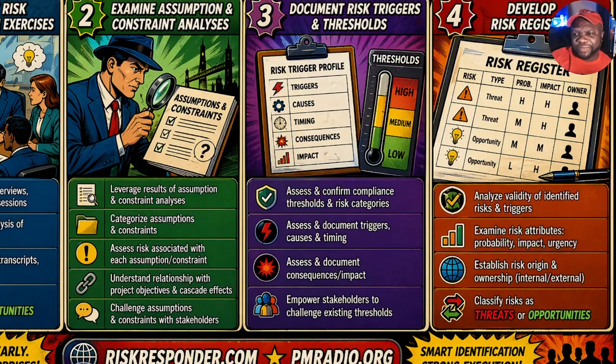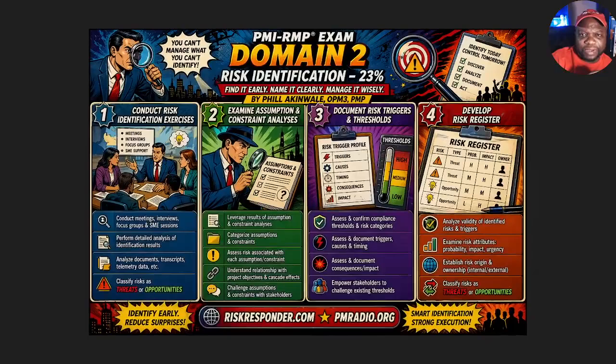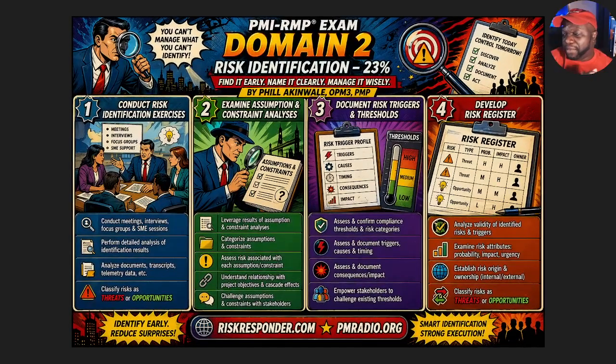So we want to analyze validity of identified risks and triggers, examine risk attributes, probability, impact, urgency, establish risk origin and ownership, and then classify risks as threats or opportunities in your risk register. My friends, this was a much longer adventure than Domain 1. This is 23% of the exam. So between the first domain and the second domain, we've got about 45% of the exam.